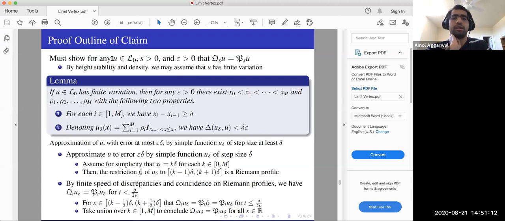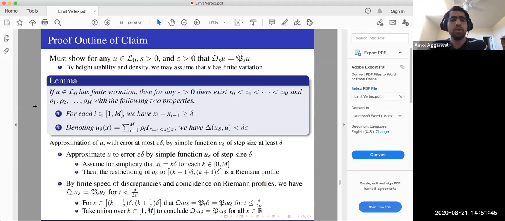For any u in this L0, so compactly supported measurable u, and for any s greater than 0, q_s of u is equal to p_s of u. I'm not going to belabor this point, but I can assume that u has finite variation, so its derivative is L1. I can actually assume that u is smooth by height stability and density. Smooth functions are dense, and height stability tells me that I'm not afraid of little perturbations. With those together, I can assume that u has finite variation.